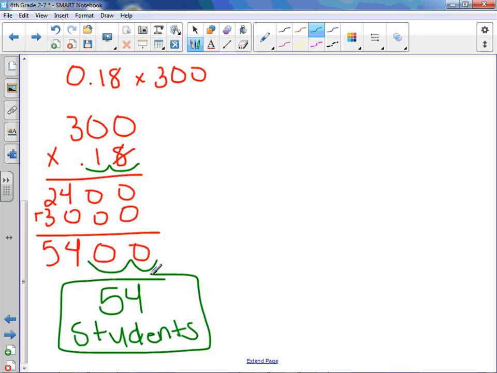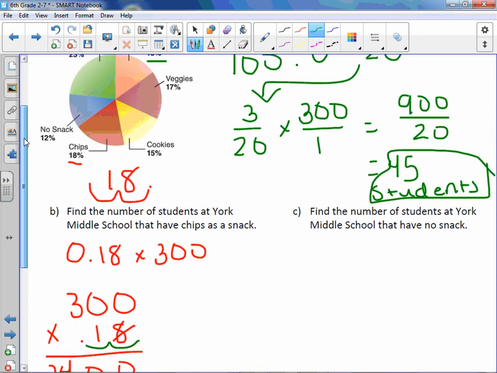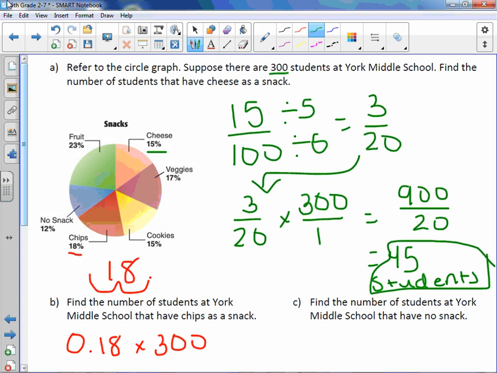It's really up to you which way you prefer. The nice thing about using the fraction method is you can generally do the math in your head. However, sometimes you won't be able to. Sometimes you will have to do long division here, or multiplication if you don't know what it is off the top of your head. So you decide which method you want to use.